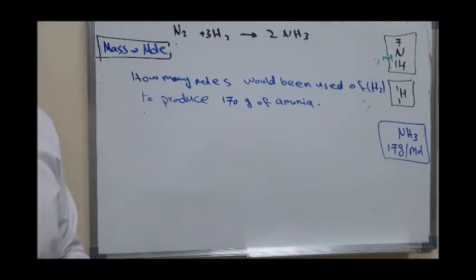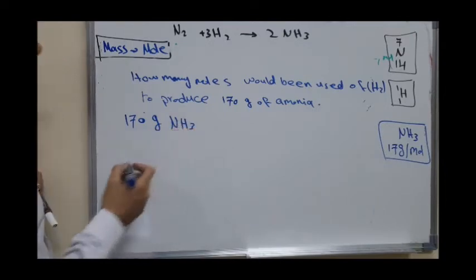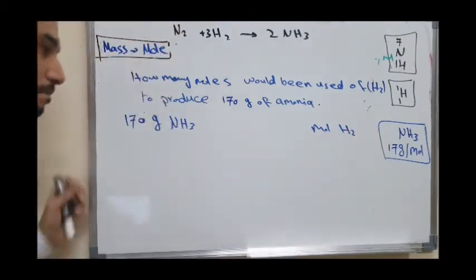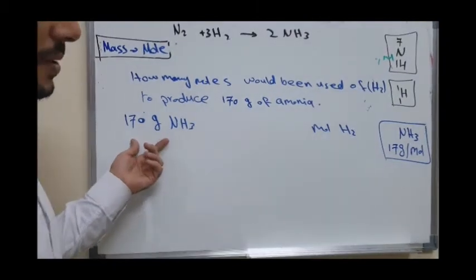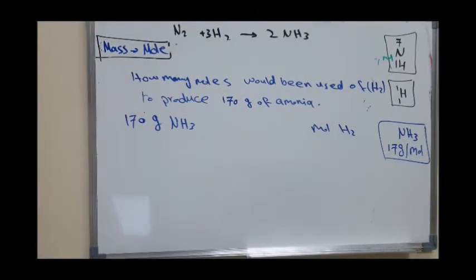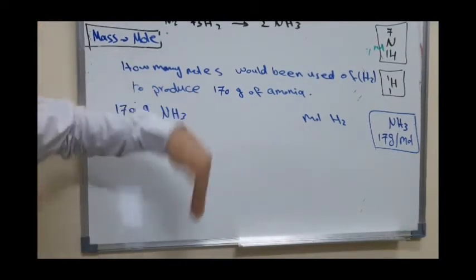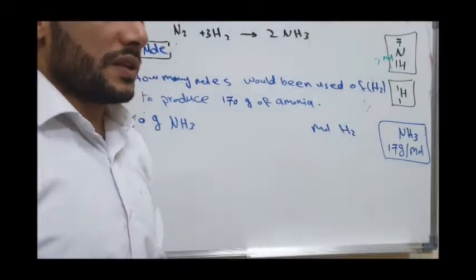Just like the previous video, in the first step we will plan how to solve the problem. Now we have 170 grams of NH3 and we want to calculate how many moles of hydrogen, H2. As we said before, we can't convert directly between grams of one substance and moles of another substance. We can convert from grams of a substance to the moles of the same substance, or between moles of a substance and the moles of another substance.